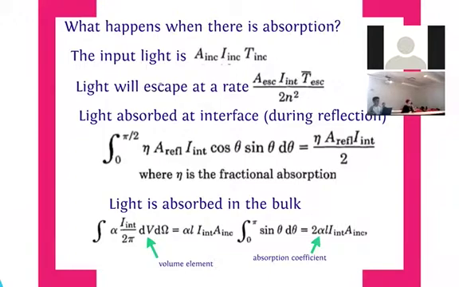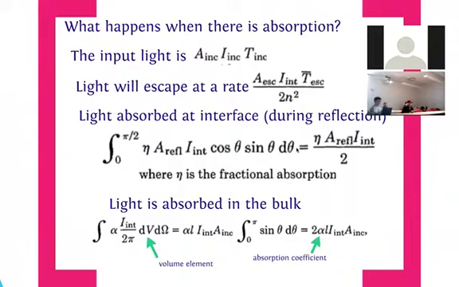The fraction of light that escapes is given by the area over which it can escape, the intensity inside the material, and the probability of escape divided by 2n squared. Of course, we calculated this as the escape intensity a few slides ago, and we just multiplied by the area. That's it.